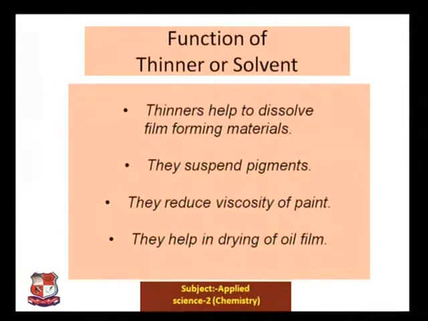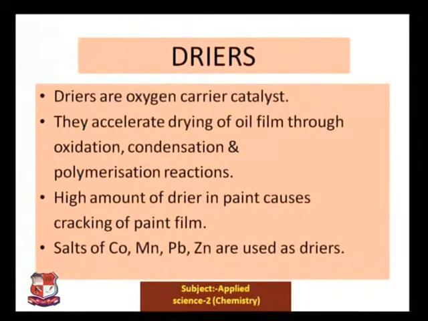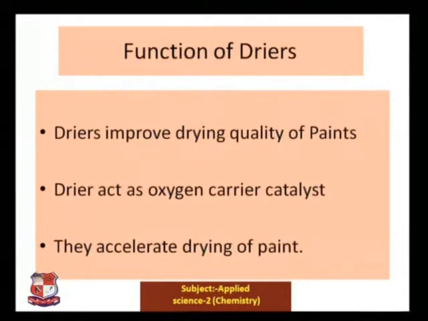Again, a very important point is paint viscosity. Viscosity of the paint should be controlled, otherwise it is very difficult to apply paint on the surface. It helps paint in drying. That is the important role. Dryers are important components that are oxygen carrier catalysts, and what is the role of these dryers? They will help the paint film to dry with the help of oxidation or condensation or polymerization reaction. This is important: a high amount of dryer will cause quick cracking of the paint film. We have seen improving the drying quality of the paints.